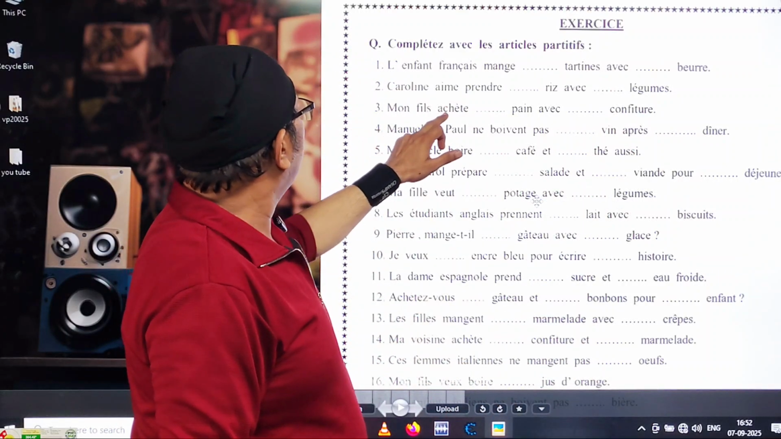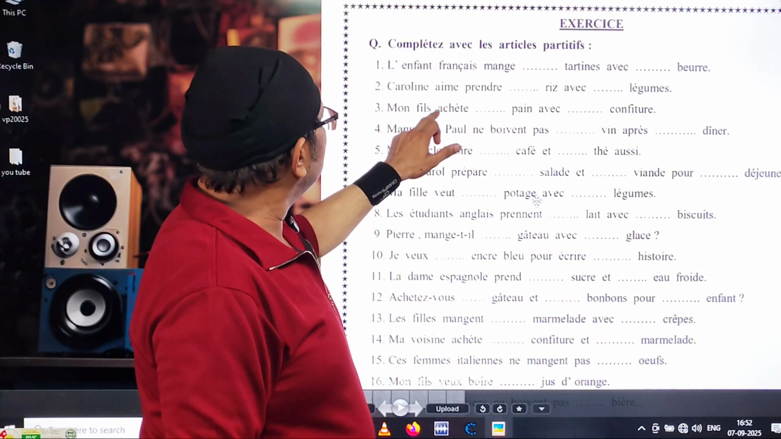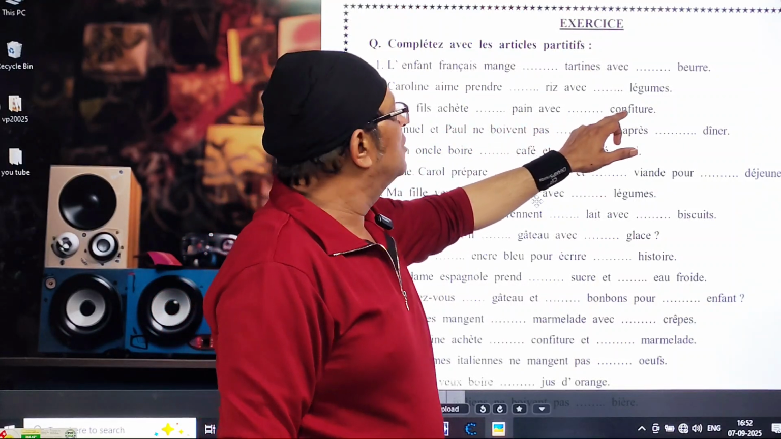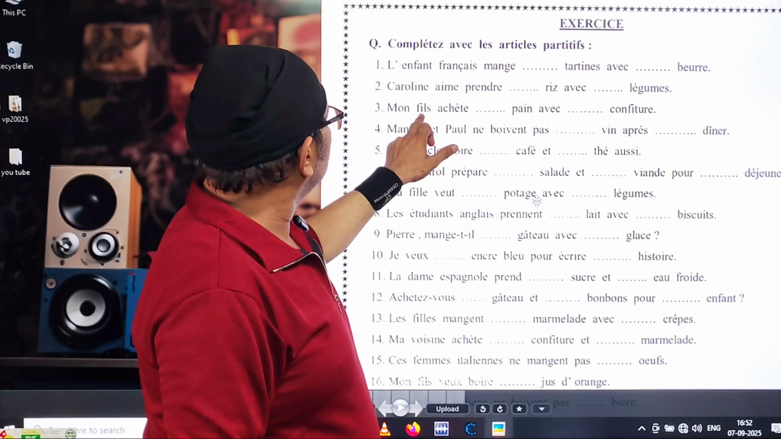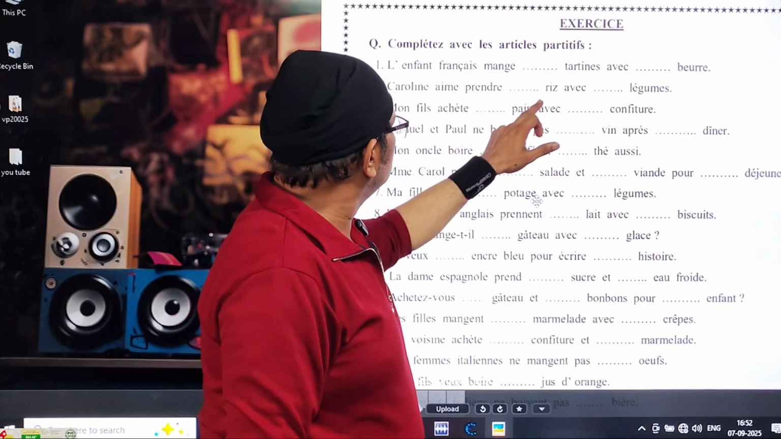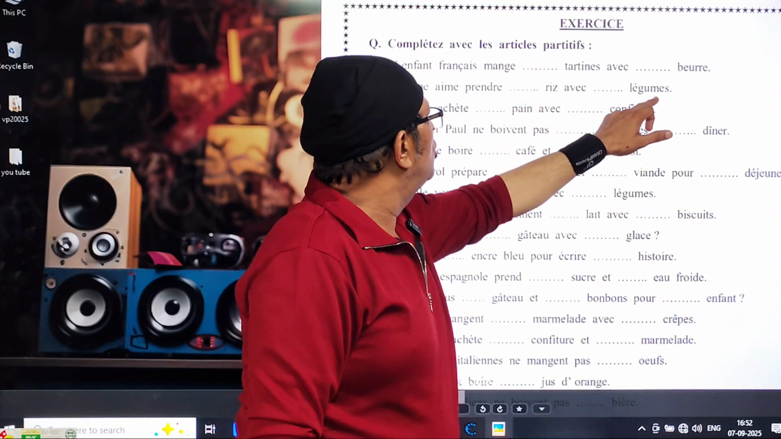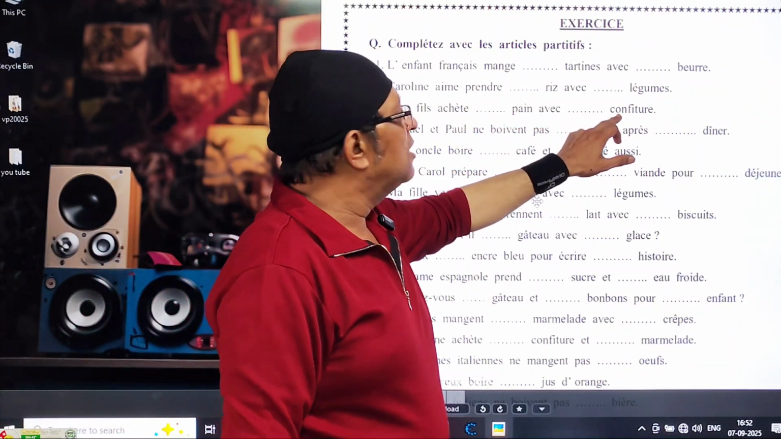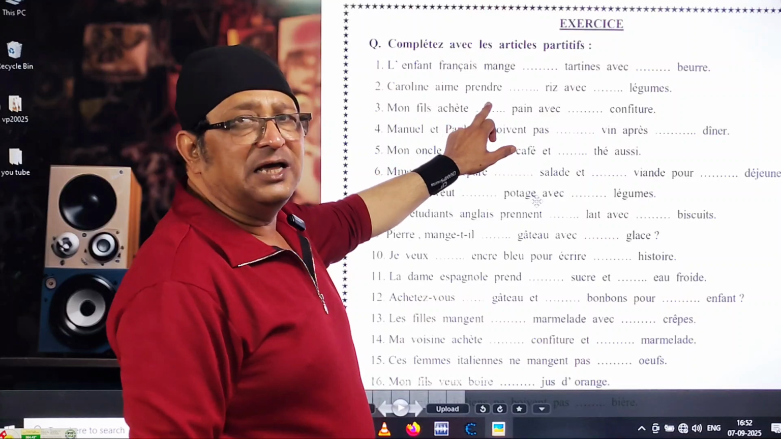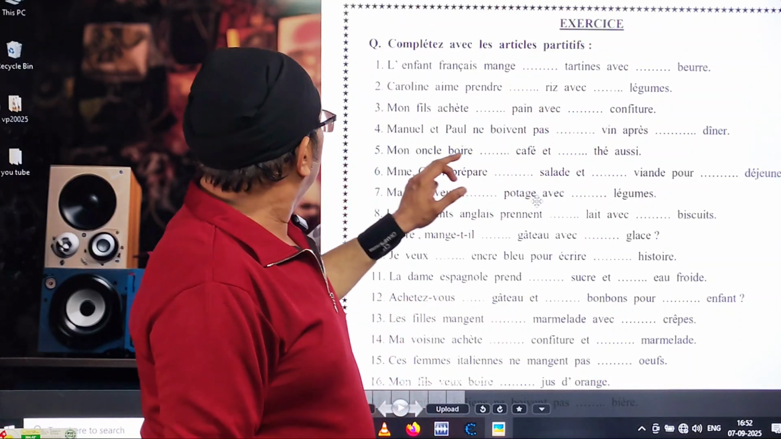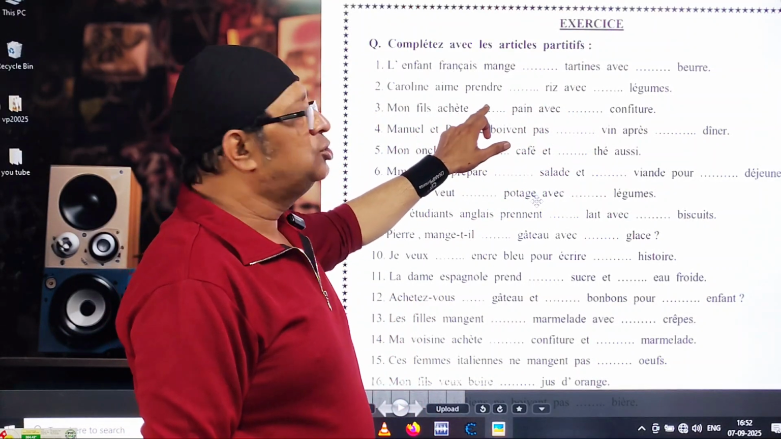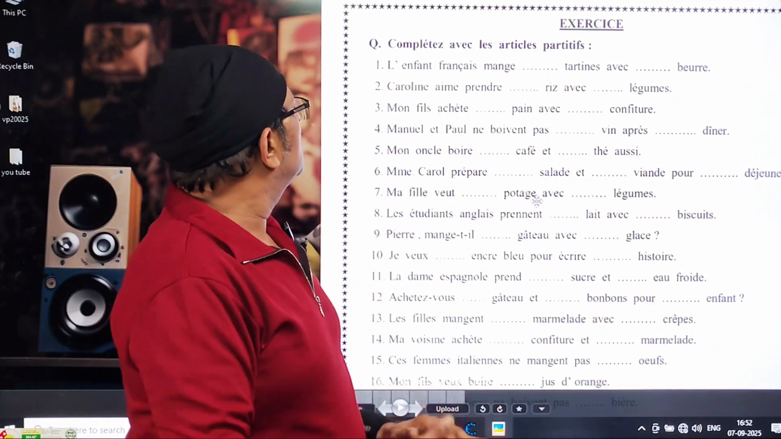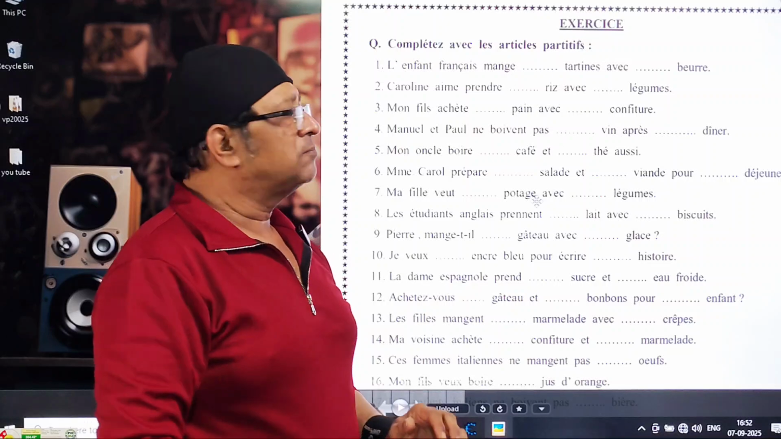Numéro 3. Mon fils achète dash pain avec dash confiture. My son is buying dash bread with dash jam. Bread is masculine singular, confiture is feminine singular. Here du, here de la. Mon fils achète du pain avec de la confiture. My son is buying bread with jam.